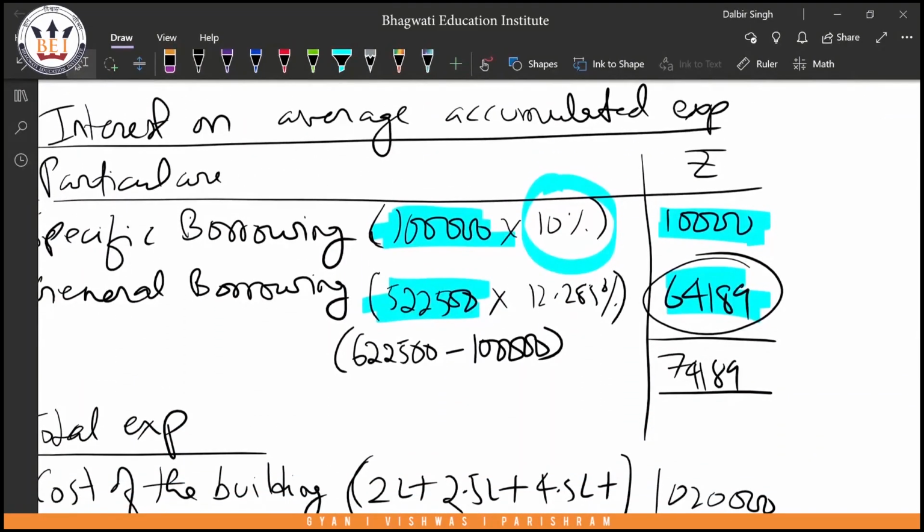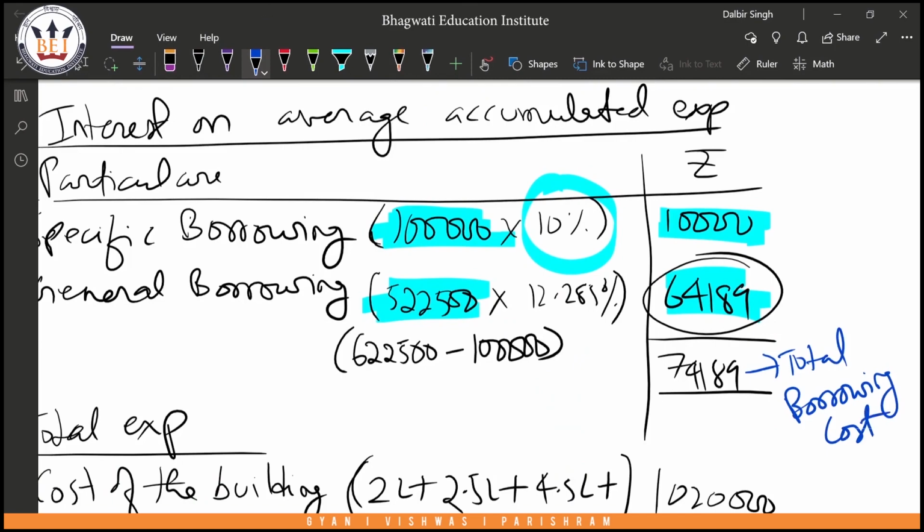Therefore, what is the total interest for the year? It is going to be 74,189. So this is my total borrowing cost. This is my total borrowing cost.